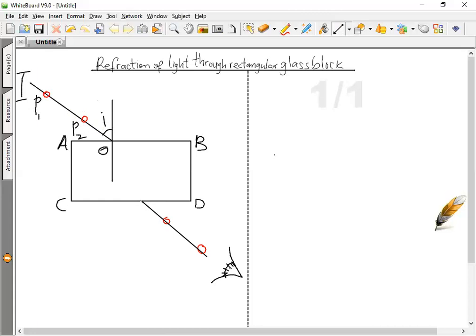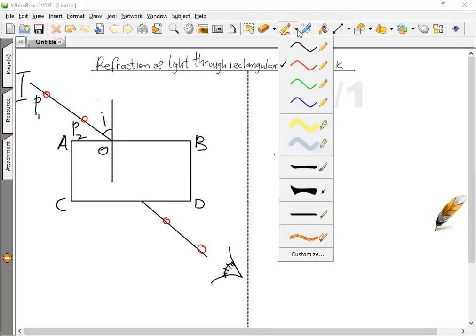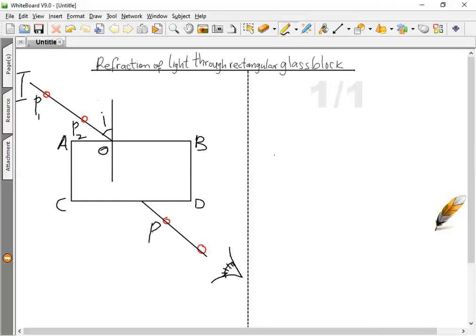I'm just explaining to you. So now, this will be your P3, that is pin 3, and pin 4. Okay, pin 3 and pin 4. Then what we do, you have your number here again. You have your number.